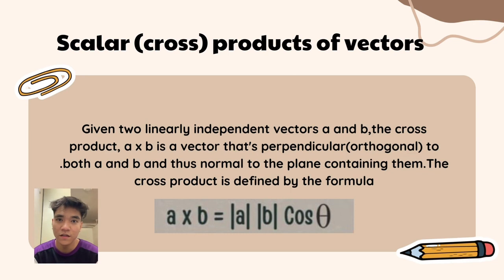Given two linearly independent vectors A and B, the cross product A times B is a vector that is perpendicular, orthogonal to both A and B, and normal to the plane containing them. The cross product is defined by the formula.